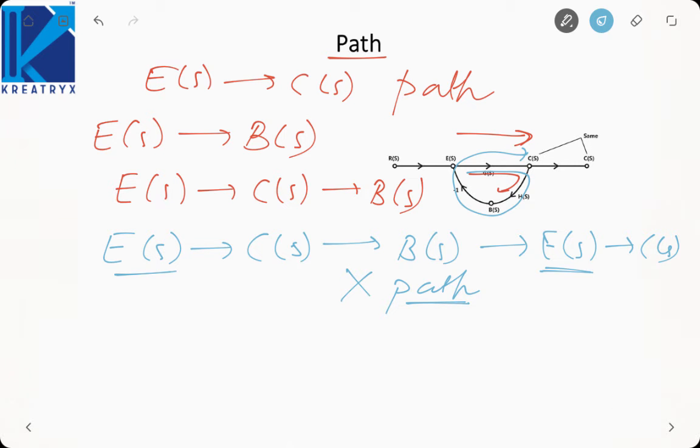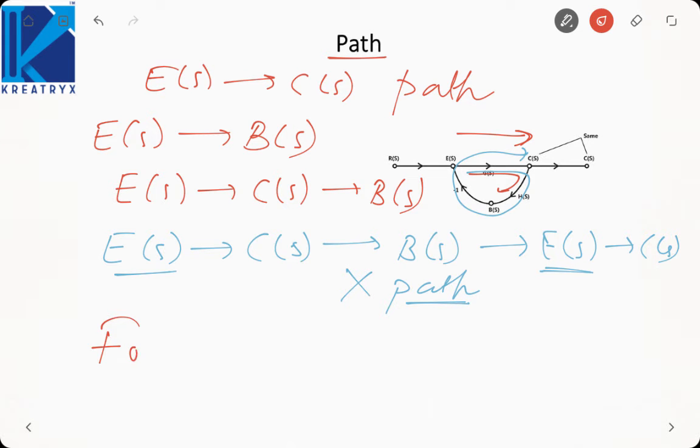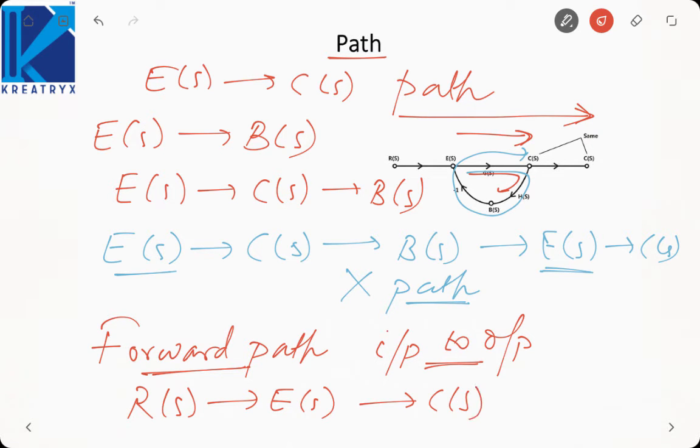Okay, next thing is called forward path. A forward path is a path that goes from input to output. Okay, an input to output path is called a forward path. Like here, if we go via this straight path, that is RS, then ES, then CS. This path is called a forward path. Okay, the path that takes us from the input node to the output node will be called a forward path.